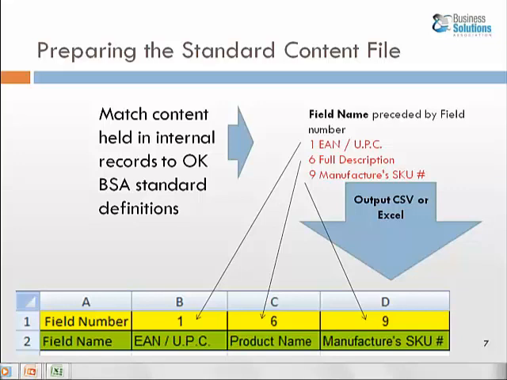The field name and field number become a column head in a CSV or Excel file. The compliance file will be reviewed by OK BSA to check that the data in the file complies with a technical standard.